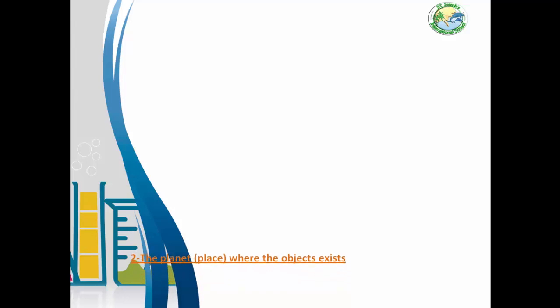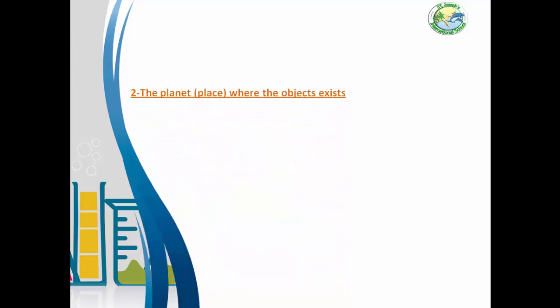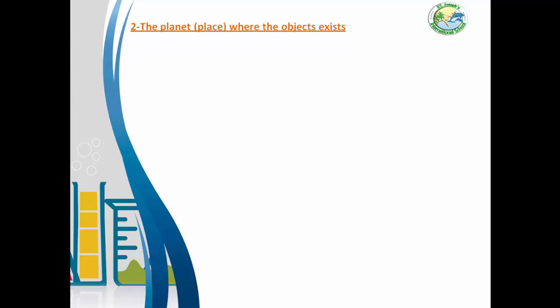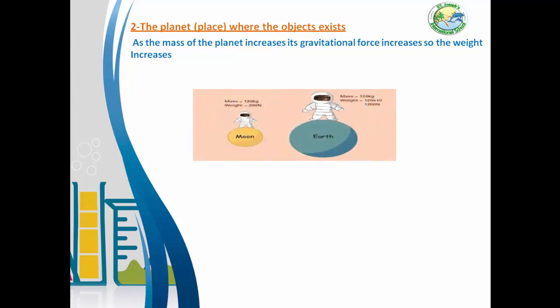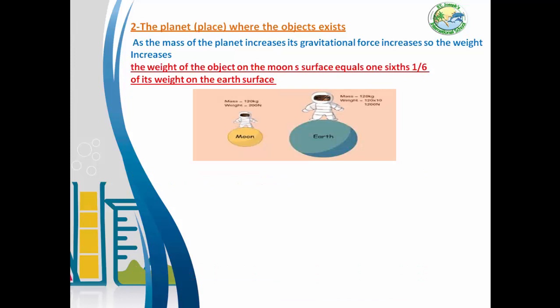The second factor that affects weight is the planet where the object exists. As the mass of the planet increases, the gravitational force increases, so weight will increase. So weight is affected by the place of the object. The weight of an object on the moon's surface equals 1/6 its weight on Earth's surface, because the mass of the moon is smaller than the mass of Earth.